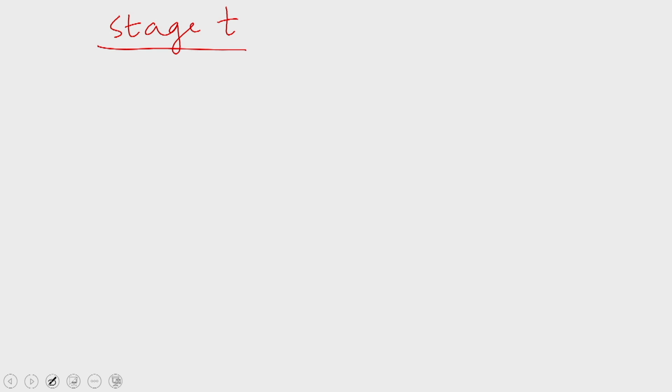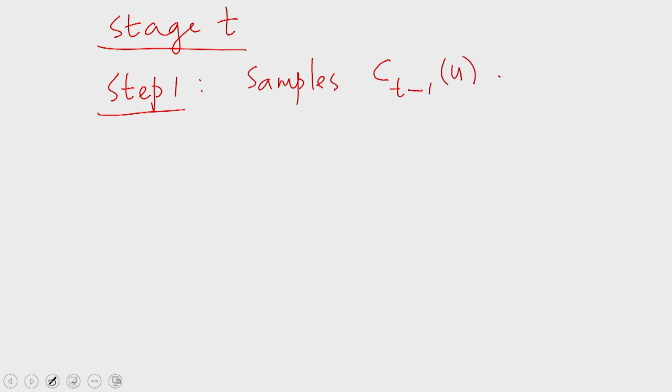In stage t, a node u at level k with v and w as its children does this in step 1. It draws samples from the old cache at u to form the new sample at u. So, this is how St of u is formed. Once it is formed in step 1, it does not change in this stage. So, in stage t, St of u will be formed by drawing samples from Ct minus 1 of u.